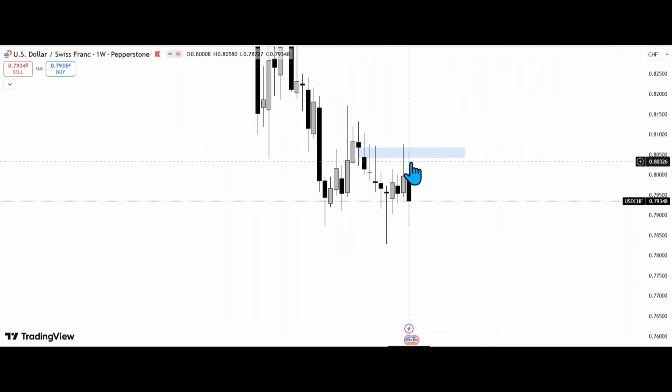And you can see we tagged it the other week, and then this week, the week that just ended, we also tagged it and closed as a bearish week. And we have formed an order block right here. So let's go to the daily time frame and see.